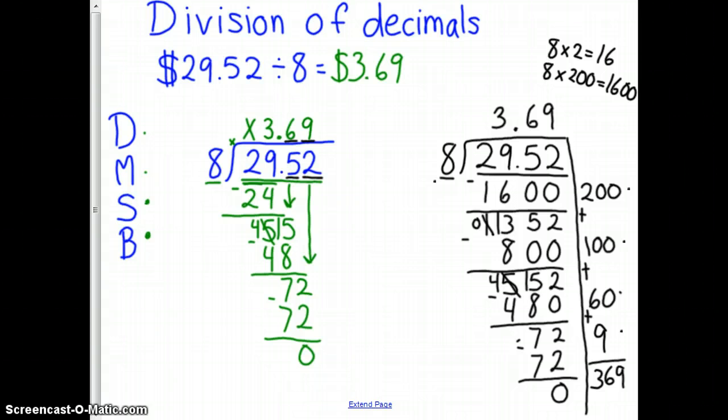Again, if I don't want to put the decimal on top right away, at the end I just look at how many digits I have behind my decimal point, and I have the same number of digits behind that decimal point in my answer. And that is how you do division of a decimal number by a whole number.